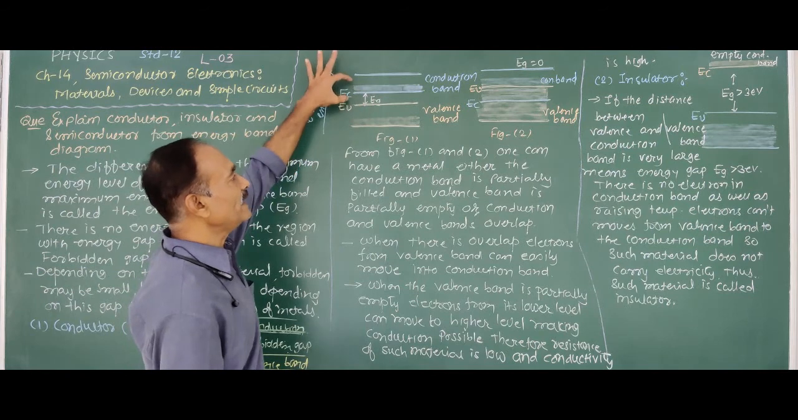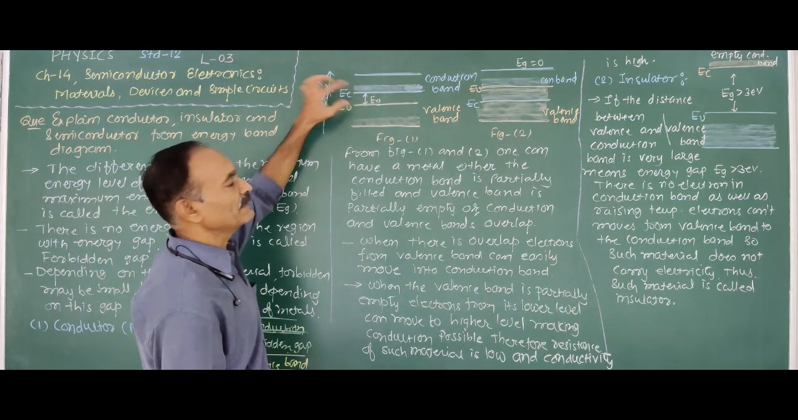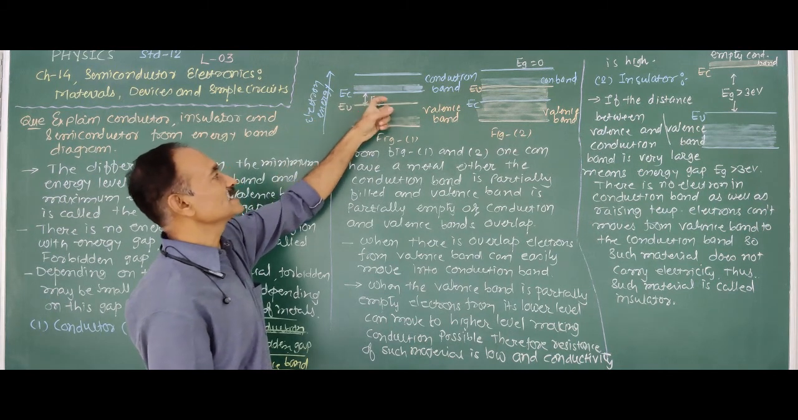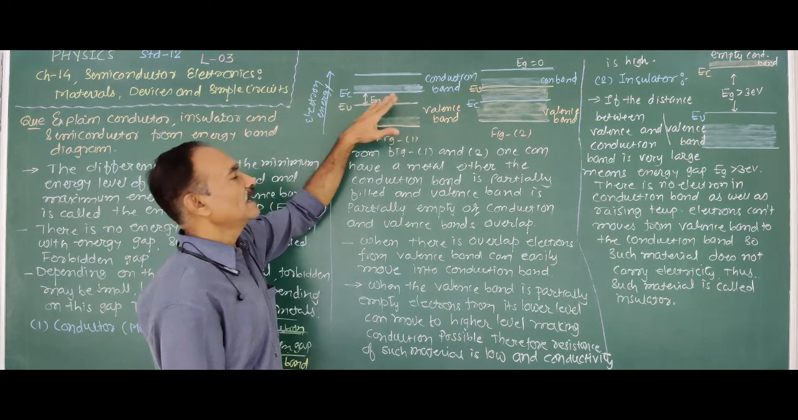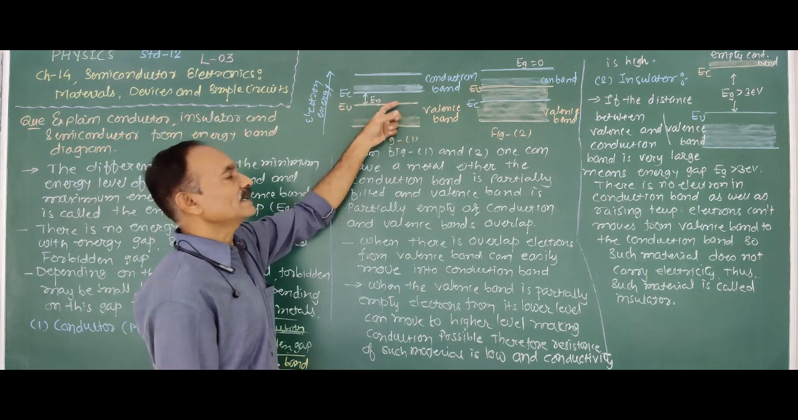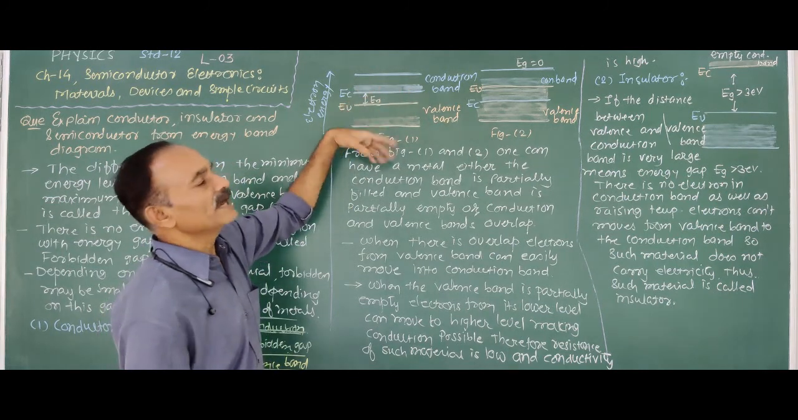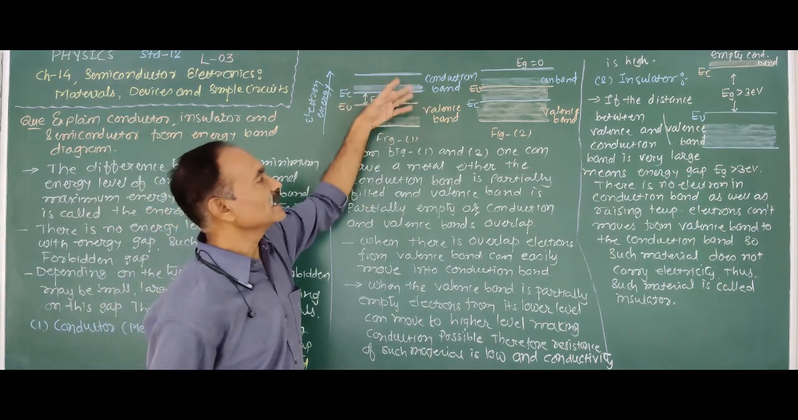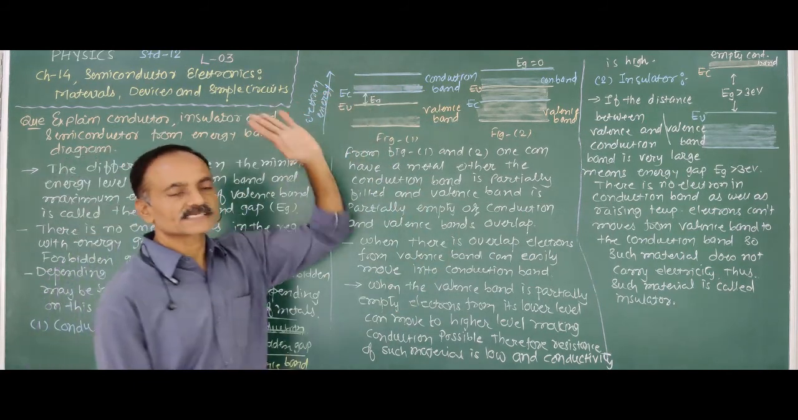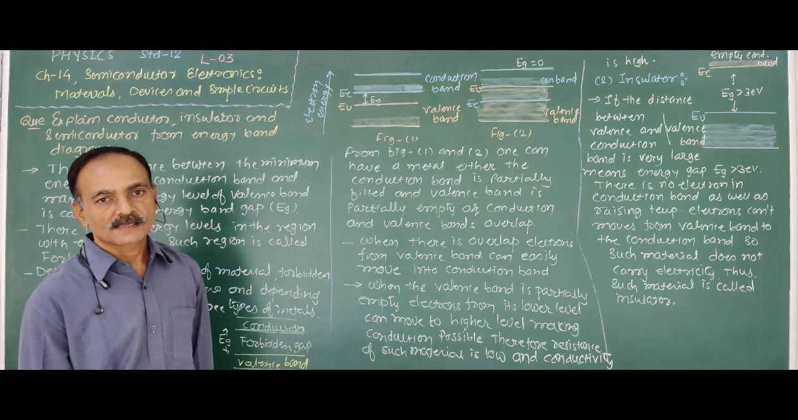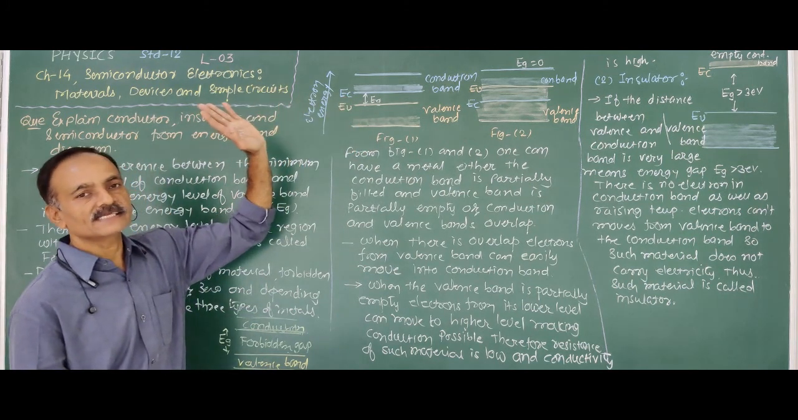Now there is the valence band and there is the conduction band. If the forbidden gap is very small, that means the energy band gap is very small. In this situation, the electrons inside the valence band easily cross the band gap energy of the forbidden gap and move to the conduction band. As a result, the conduction of electricity takes place. This type of material has less resistivity and high conductivity.